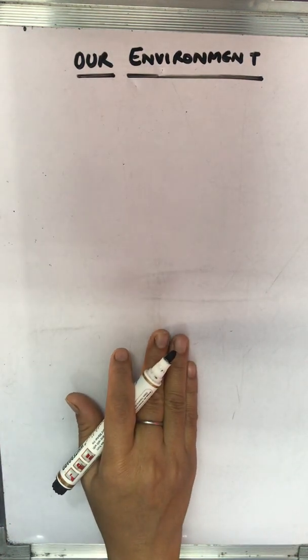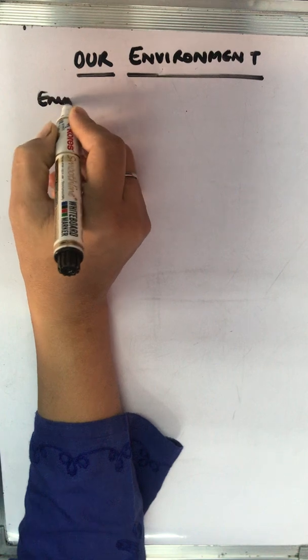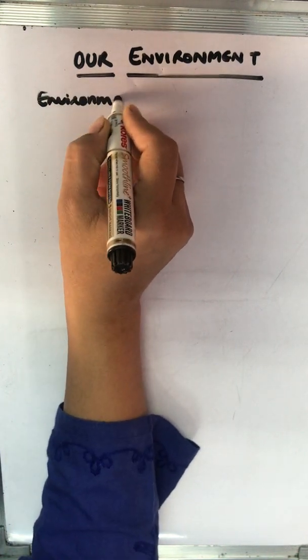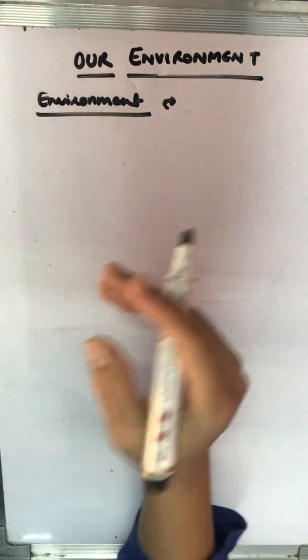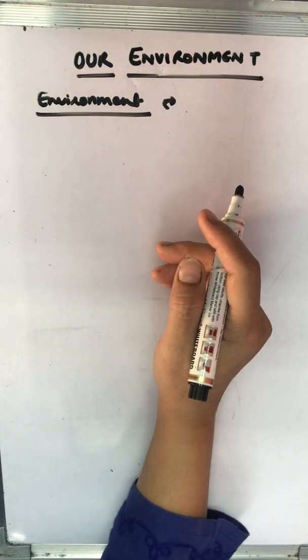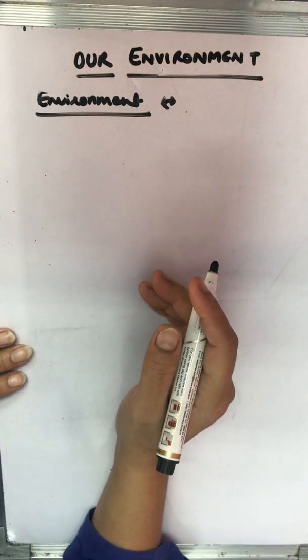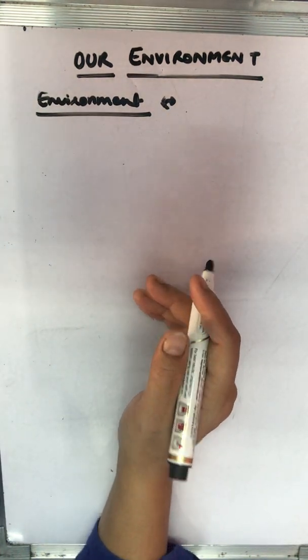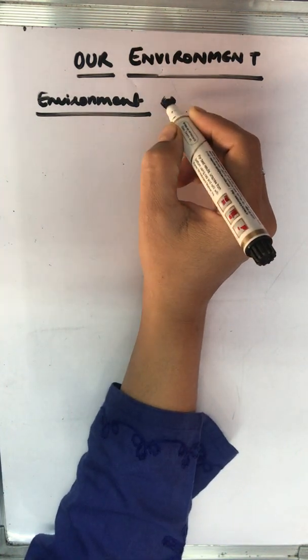Okay, our environment. This chapter talks about the environment and all the major components of the environment, how we show interaction in the environment, and the food chain, ozone layer, everything we are going to discuss in this chapter.